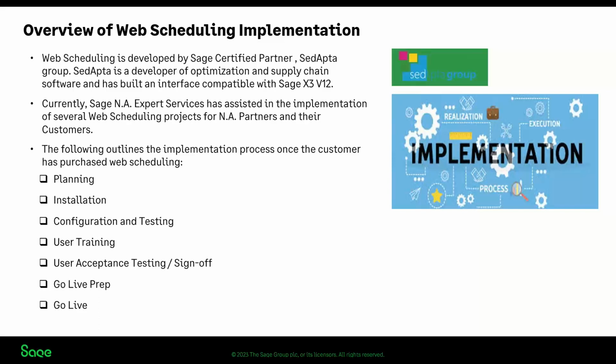Okay, one more. Okay, so just to give you an overview of web scheduling itself, I think most of everybody on this call probably realizes this is developed by a Sage certified partner, Sedapta, and they are a developer and expertise in optimization and supply chain software. So what they have done is built that interface between Sage X3 V12 and Sedapta and their product, web scheduling.